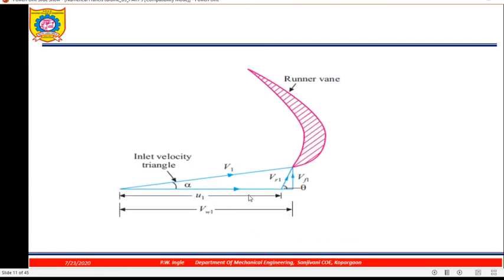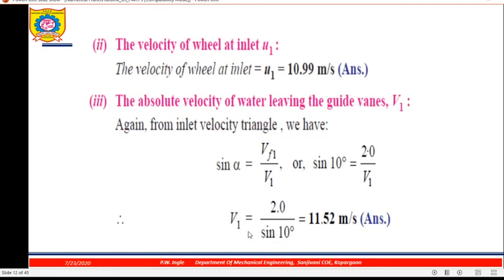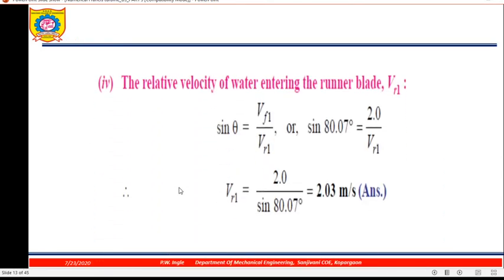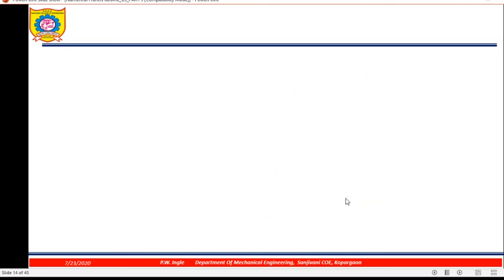Now this is what? Velocity angle. Velocity of wheel at inlet, then absolute velocity of water leaving the vane. So sin alpha is what? V upon V1. So we are just using what? Inlet velocity. Then relative velocity of water entering the blade. Just use simple trigonometric relations, you will get the answers. VR1 is 2.03 meter per second.